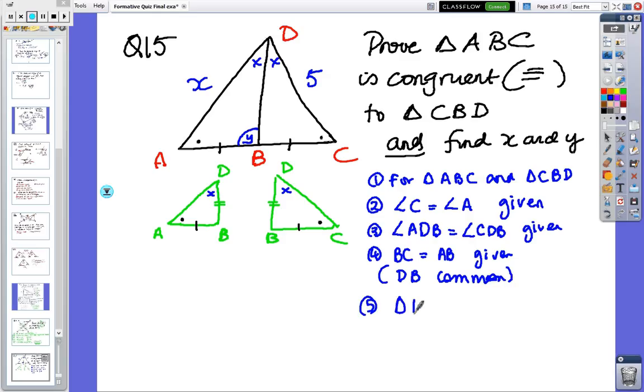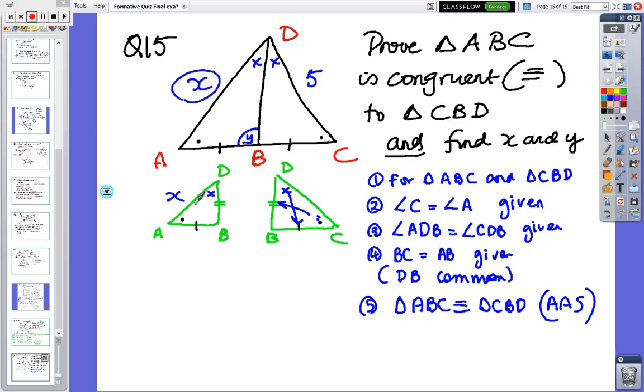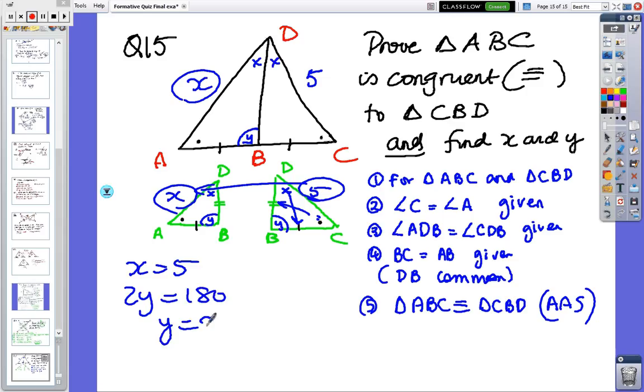So triangle ABC is congruent to triangle CBD, and in the end I've gone for AAS. I've got 2 AAS's, and so X is there, and that's 5, so 5 and X are corresponding, so X is 5 because it's an identical triangle. Then this angle Y, that angle there is the same as that angle there, so 2Y equals 180, so Y equals 90.